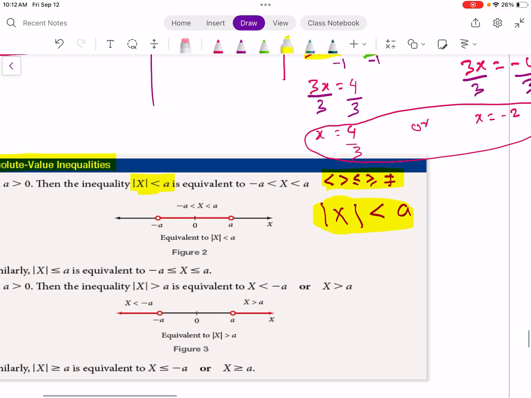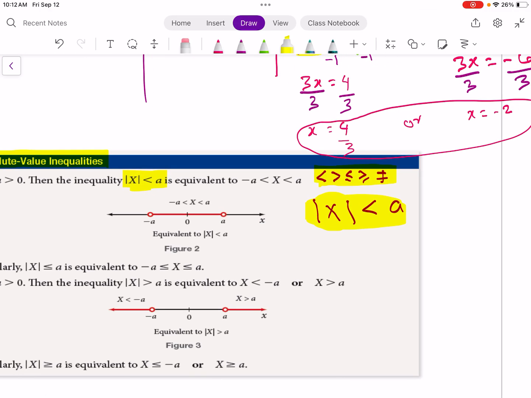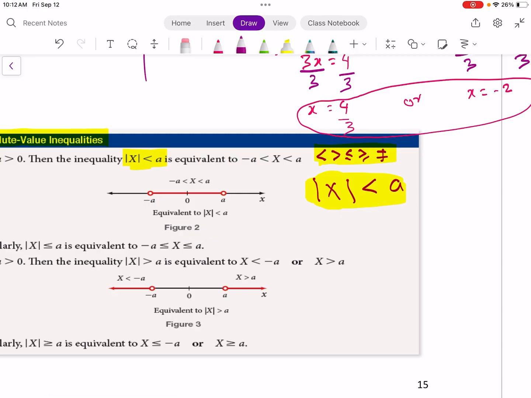Now we have this absolute value inequality, and the definition is that to solve this inequality we have to rewrite it without the absolute value sign. For that you write down whatever you have inside the absolute value sign. Write down x, greater than the negative of this number, negative a, and less than the positive of this number, positive a. And this is how we can rewrite the same absolute value inequality without the absolute value sign.